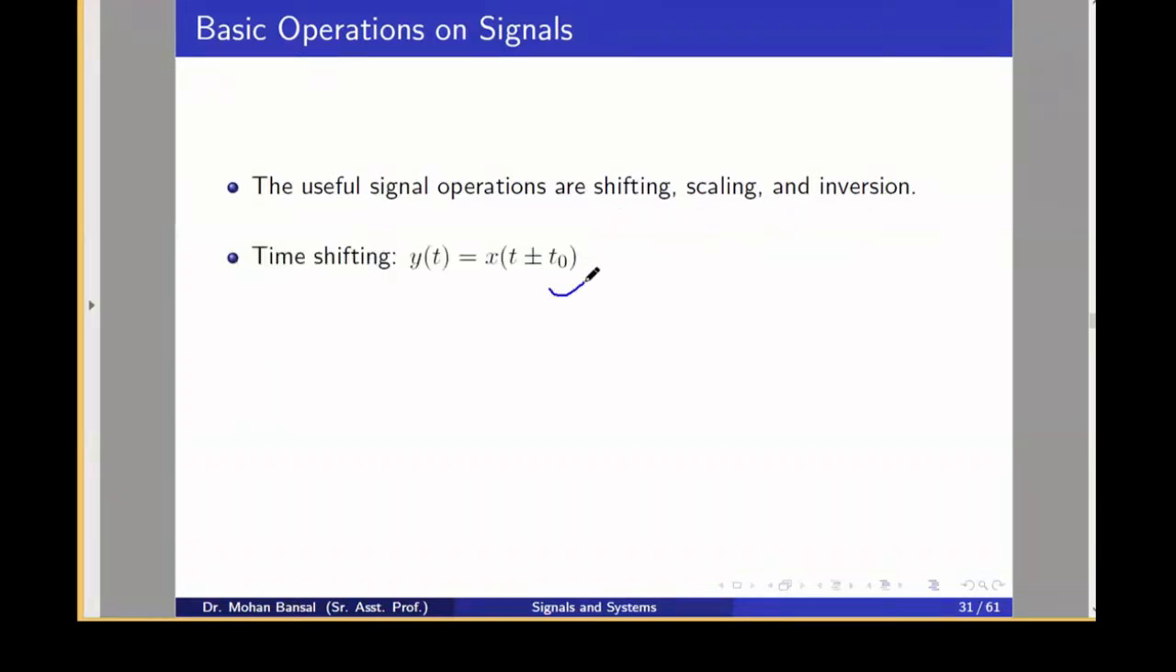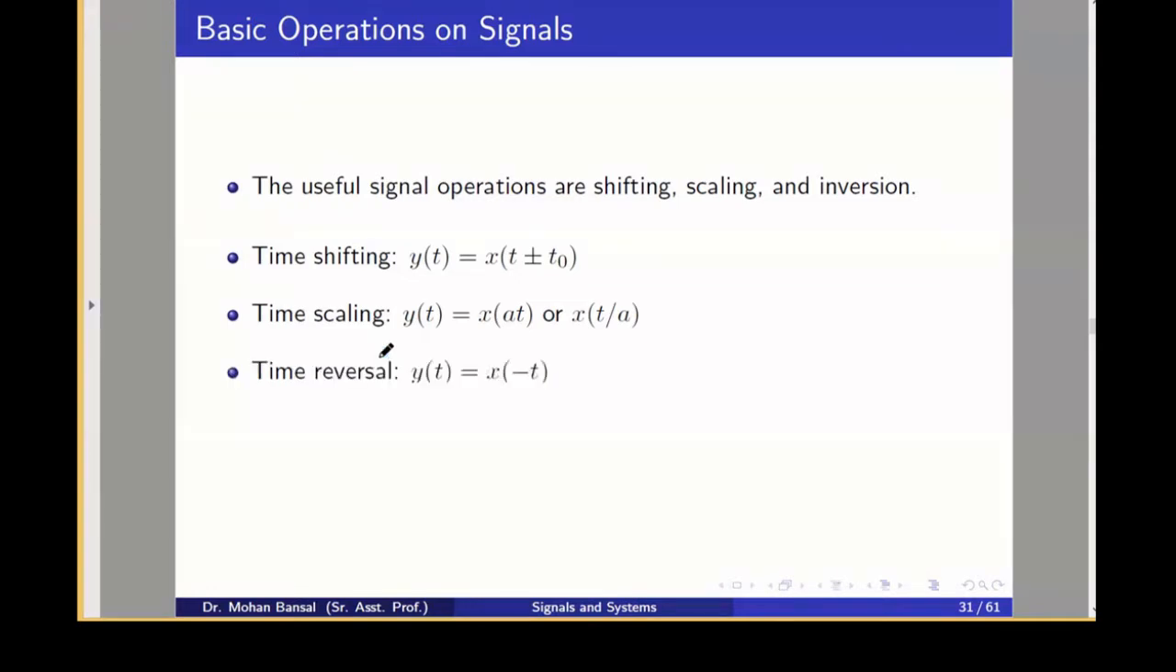So time shifting is defined as y(t) equal to x(t plus or minus t naught), and time scaling is y(t) equal to x(at) or x(t divided by a). Time reversal is y(t) equal to x(-t). Time shifting means the signal will shift to the left side or right side. If the signal is x(t minus t naught), the signal will shift to the right side. If the signal is x(t plus t naught), the signal will shift to the left side. Similarly, y(t) equal to x(at) is the compressed signal, and y(t) equal to x(t divided by a) is the expanded signal. In scaling, the signal will expand or compress.